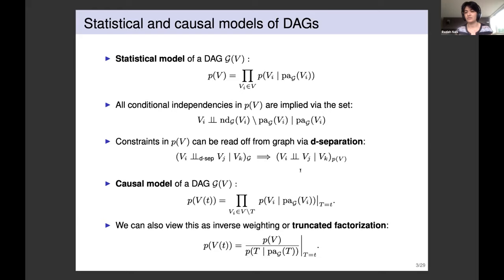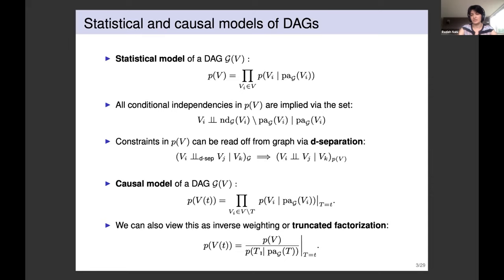So the causal model of a DAG, on the other hand, is defined over a set of counterfactual random variables. For example, we can write down the joint counterfactual distribution after intervening on the treatment as a product of conditional densities of each variable given its parents, excluding the treatment from the product and evaluating the expression at the values little t. So this is very similar to the factorization of a DAG in general, but as I said, we are dropping the conditional density that corresponds to the treatment variable. In that sense, we can view it as inverse weighting or a truncated factorization, where we divide the joint distribution by the conditional density of the treatment given parents, which is sometimes referred to as the propensity score.